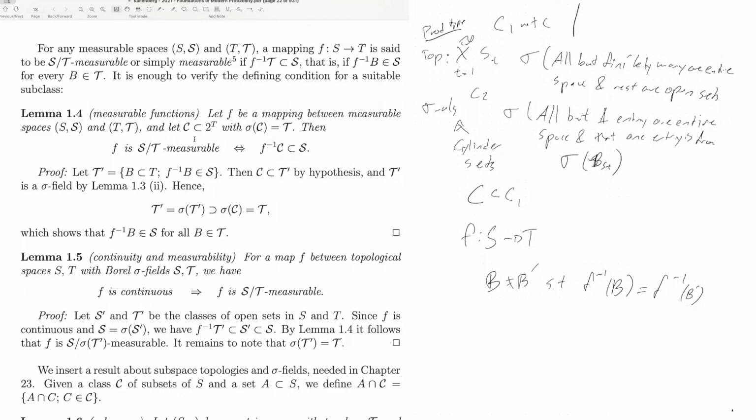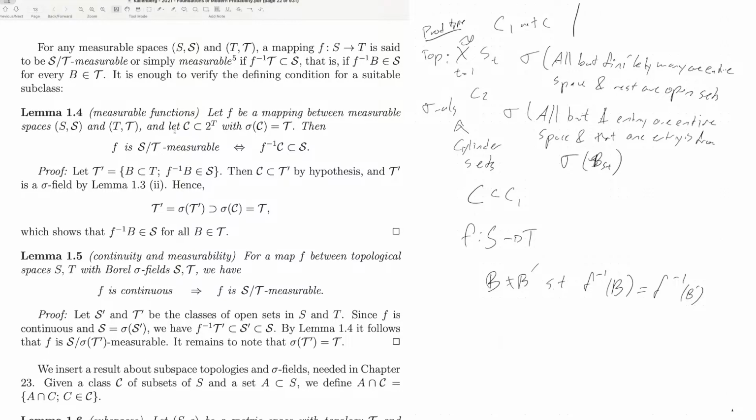Any mapping could be bizarre. Okay, so this C is just everything, with sigma of C. Okay, and let C be a subset of. Okay, so this is basically like a basis. I guess this might be going back to that pi lambda stuff.